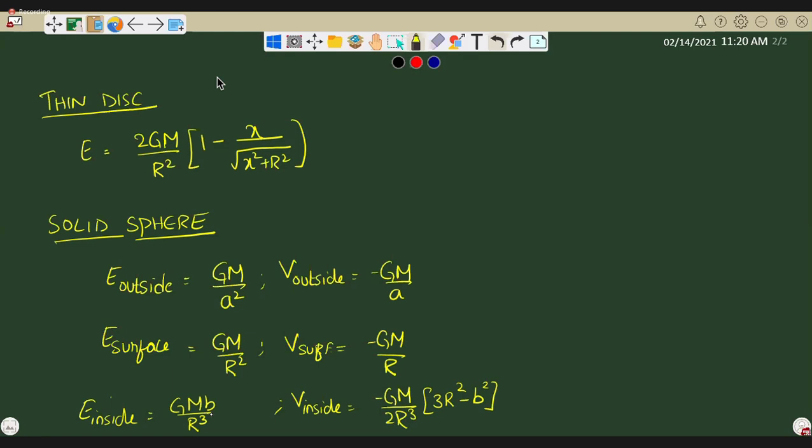Understood? Clear? If somebody asks you what is the E versus distance graph, and this is your distance R, until inside, how is your electric field going? Linearly, in a straight line. And from there it goes down. So this is how it will be.